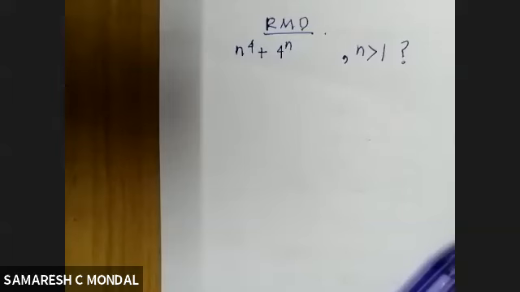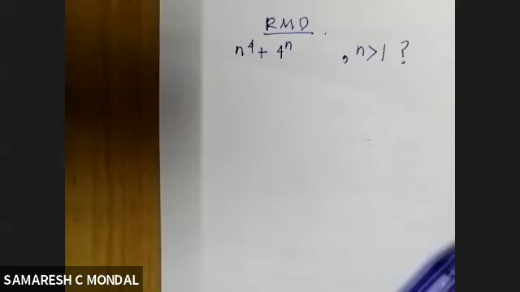We should prove that this is always not prime. Yes, it's a composite term. So I'm going to discuss it. You have to prove it's always composite.